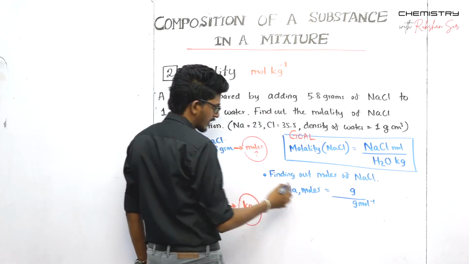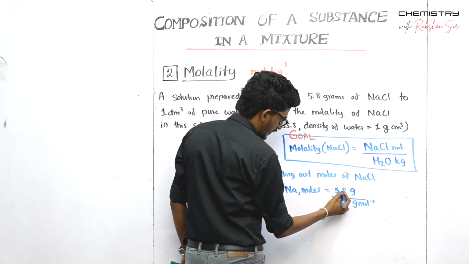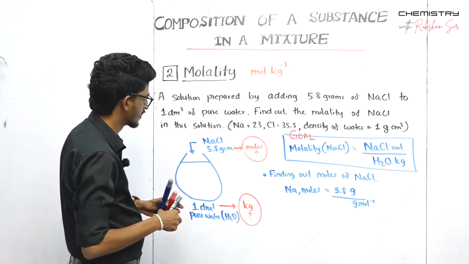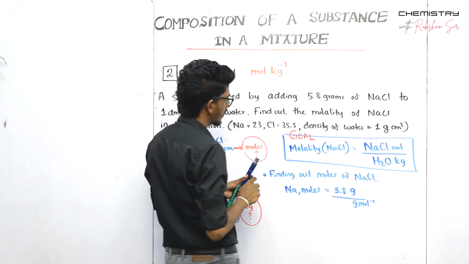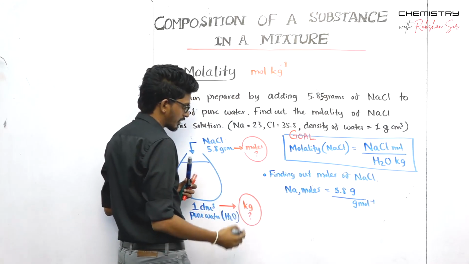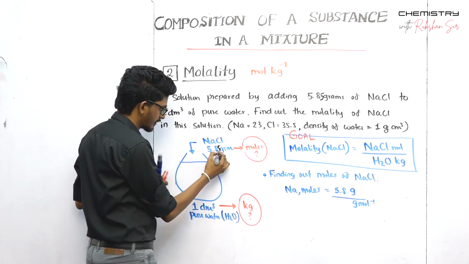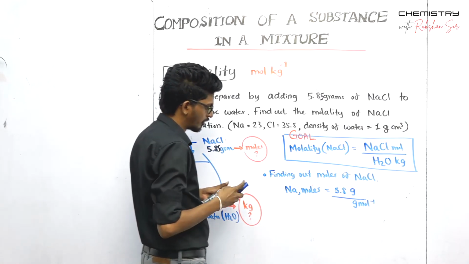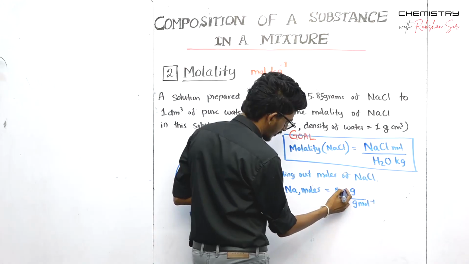The g value is given as 5.8. Now just a little bit of correction. It should be 5.85. It should be 5.85, right? I'm making a printing error. So the number of grams is 5.85.